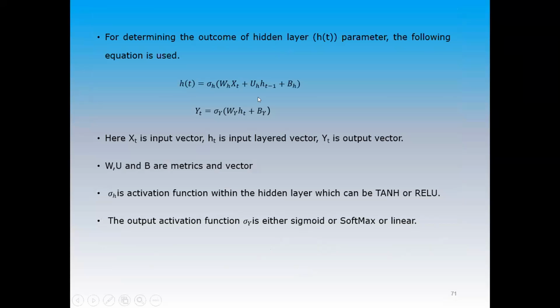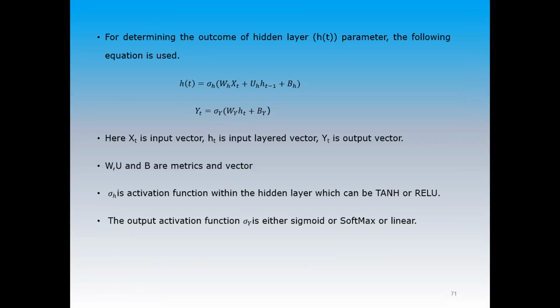To make it even better, it is given as sigma, which can be hidden, like ReLU or tanh, of weight of x of t plus weight of h of t minus 1, that is, the output of the previous state is actually taken, that is remembered, plus the bias. And output is as usual sigmoid or softmax. So you'll get what is called Wy into h of t plus the bias. So that is the novelty of recurrent.